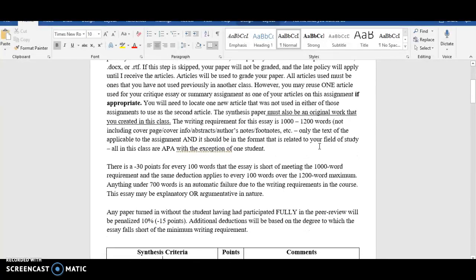It is 1,000 to 1,200 words. You're going to have to be very concise. Anything below 700 is an automatic failure. And remember, we don't count the cover sheet.